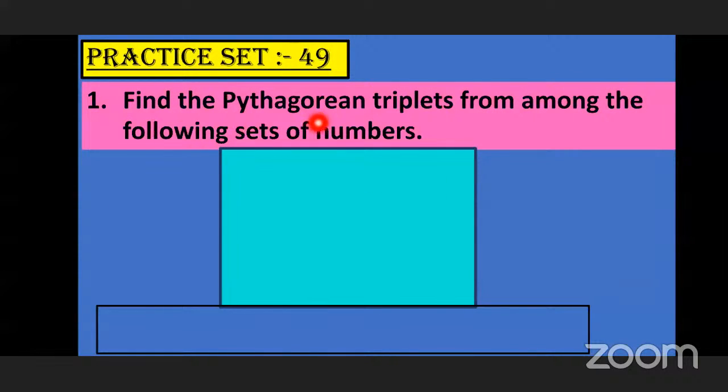Find the Pythagorean triplets from among the following set of numbers. A set of numbers will be given and we have to check whether it makes a Pythagorean triplet or not. 3, 4, 5. First we have to see which is the bigger number. 5. Yes. So 5 square equals 4 square plus 3 square.